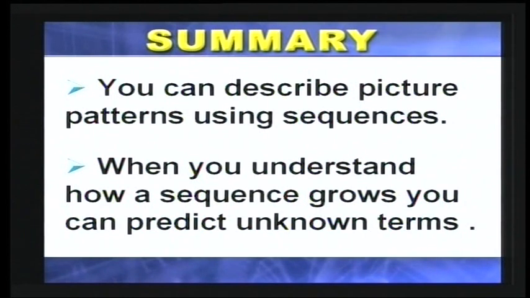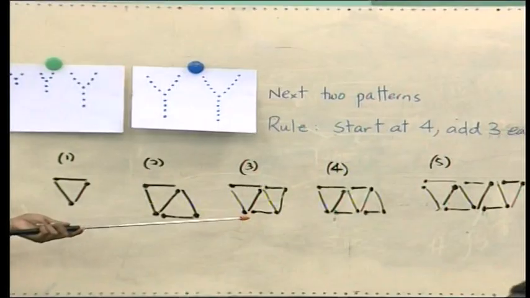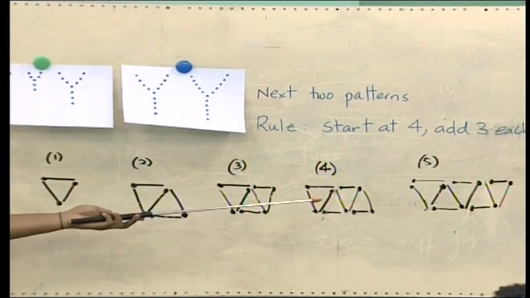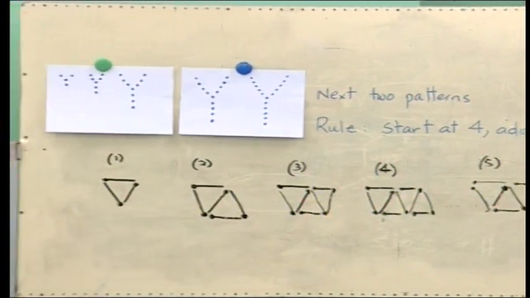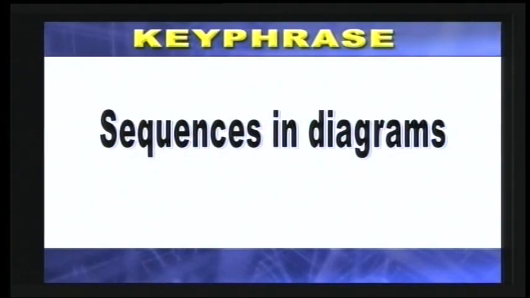When you understand how a sequence grows, for example, like this, using diagrams, you can predict the unknown terms, all right? So for example, when you drew this pattern 1, 2, and 3, you already knew the sequence. You could easily identify pattern 4 and 5. All right, that has brought us to the end of our lesson, 7Es and receiving students. Our key phrase for today's lesson, sequences in diagrams.